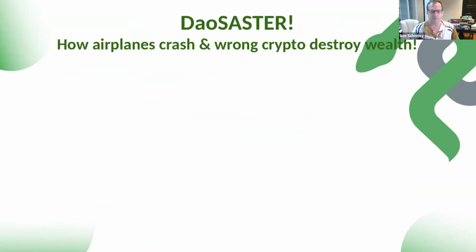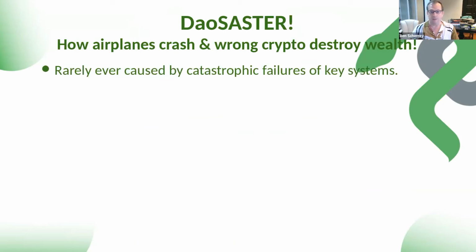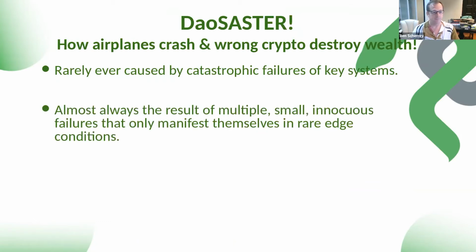So, the DAO disaster, right? How do airplanes crash, and why does wrong crypto destroy wealth? Well, they all have similar characteristics. Rarely ever caused by catastrophic failures in key systems. The wings don't just fall off. Almost always the result of multiple small innocuous failures that only manifest themselves in rare edge conditions. This is why planes fall out of the sky. This is why code breaks.